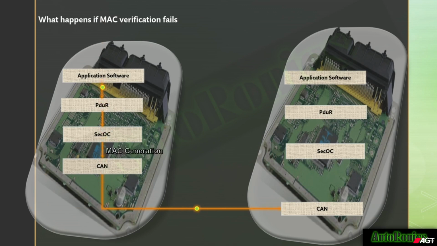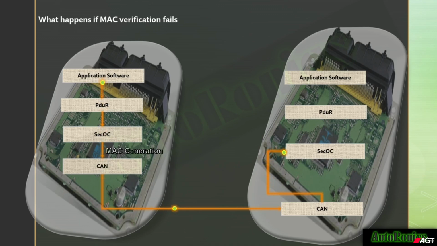So what is the meaning of MAC generation? MAC generation is the process of calculating the MAC for the data and the freshness value with the secret key. This generated MAC will be sent from the sender ECU to the receiver ECU using the CAN protocol. Once it has been received by the CAN, it's forwarded to the SecOC.